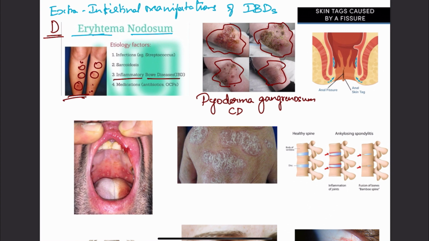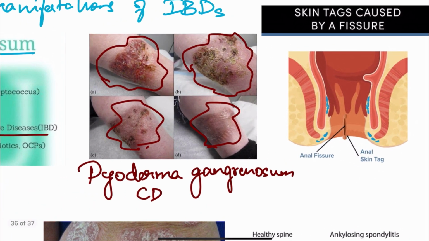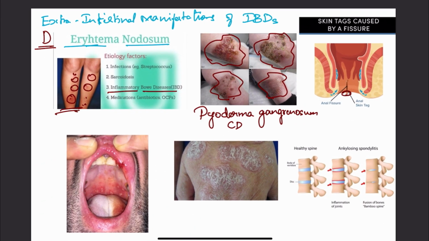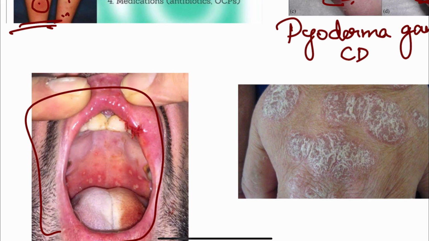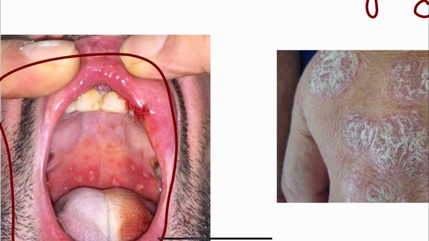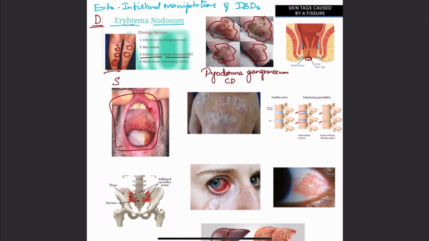One more complication is skin tag. Skin tags, as we all know, happen after a fissure in the anal region, right? So we know that Crohn's disease can cause fissures. Due to this chronic fissure, there can be skin tag present in the patient of Crohn's disease. Another complication is stomatitis. Stomatitis is inflammation of oral mucosa, and there will be multiple ulcers in the oral mucosa. So this also is a complication of Crohn's disease. All these are mostly found in Crohn's disease rather than ulcerative colitis.